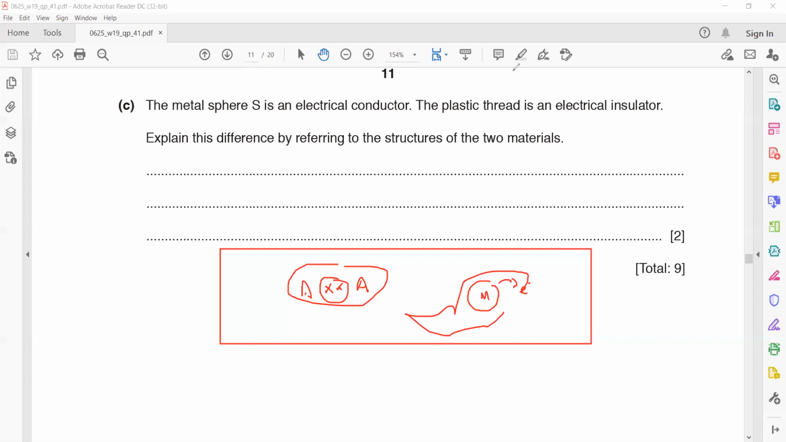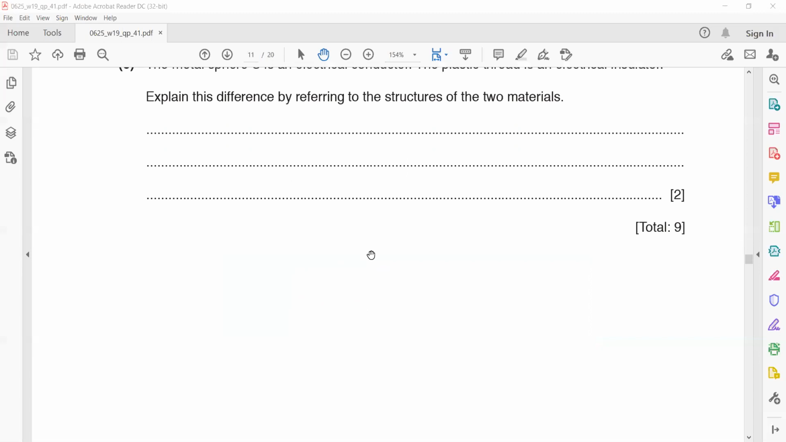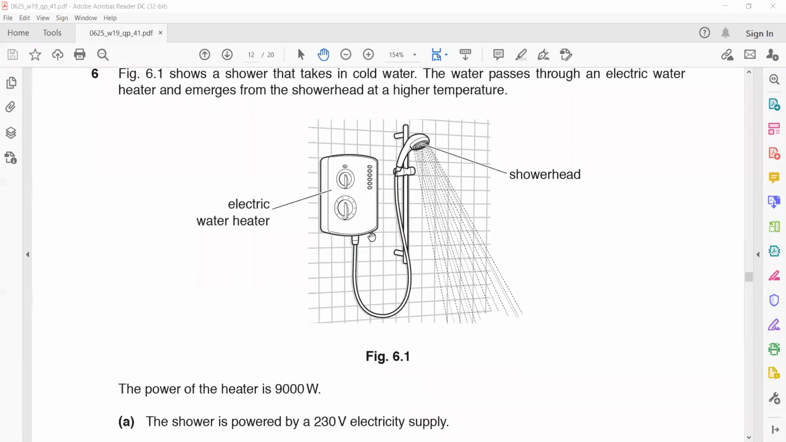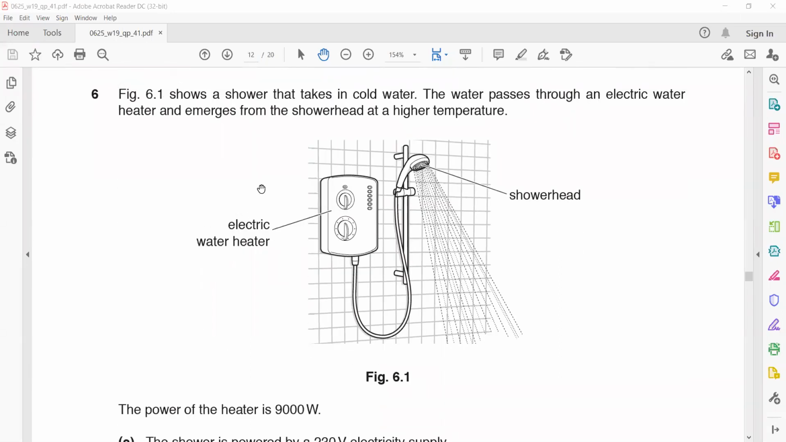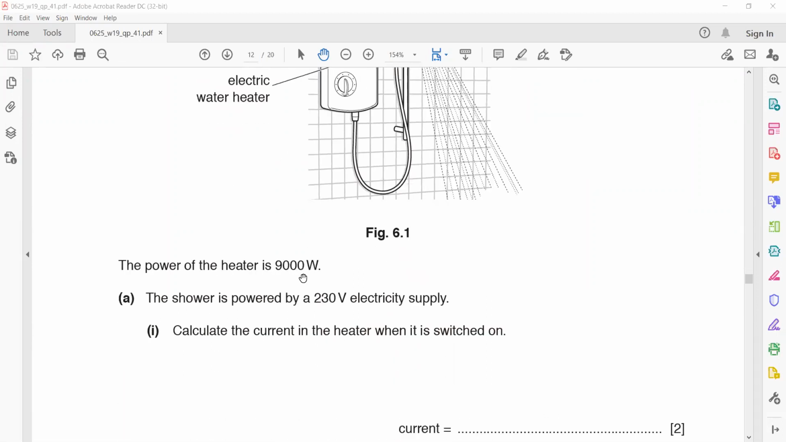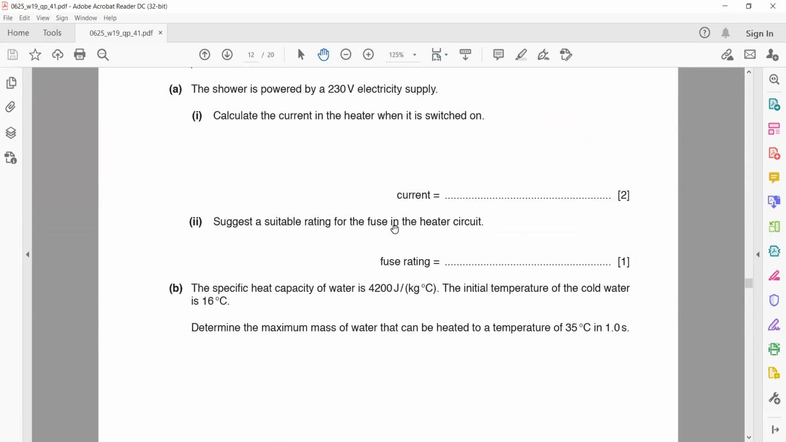Figure 6.1 shows a shower that takes in cold water. The water passes through an electric water heater and then emerges from the shower head at a high temperature. The power of the heater is 9,000 watts and the shower is powered by a 230-volt supply. Calculate the current. So P = VI, or P = IV. So we can find the current, which will come out to 39.1, or rounded off, 39 ampere.